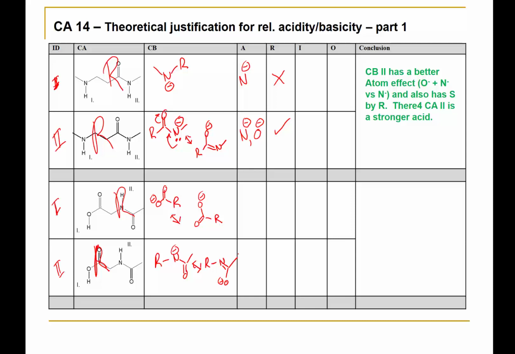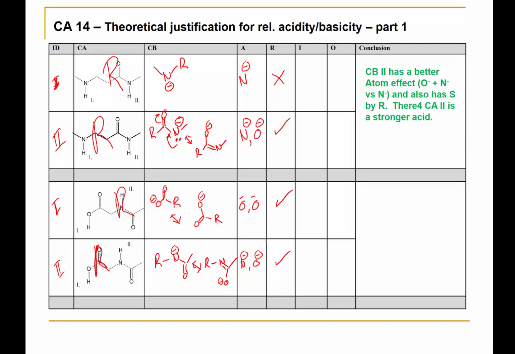So now using this information to complete the A and the R component of my chart, in terms of the atom effect for conjugate base 1, I have a negative charge on an oxygen, and I have another negative charge on an oxygen. I list the two, and in a sense that goes hand in hand with the fact that there is stabilization by resonance. In the case of the conjugate base number 2, there's also stabilization by resonance. But in terms of the atom effect, I have a negative charge on a nitrogen, and I have a negative charge on an oxygen.